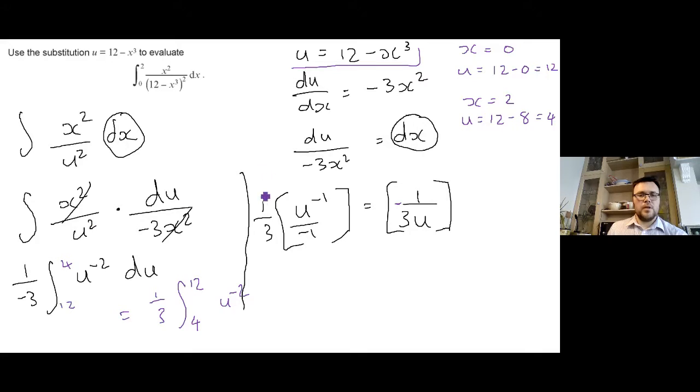So then that minus stays, and then you would stick in your limits between 12 and 4. So it is minus 1/3 times 12 minus minus 1/3 times 4. And then you can put that straight into your calculator and you end up with 1/18.